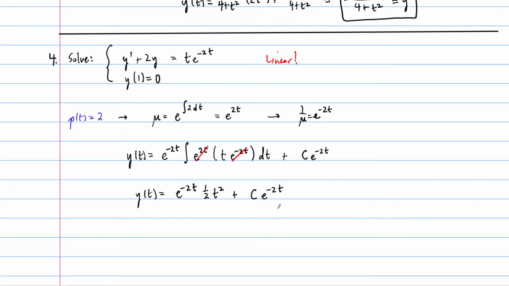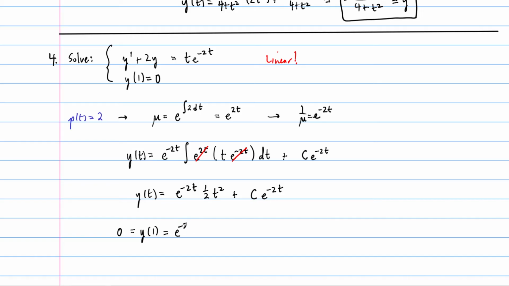But this is an initial value problem. So now we need to plug in the initial condition, which was y of 1 equals 0. So this says that y should be 0 when t is 1, right? So when t is 1, y should be 0. So we plug in, on one hand, this should be 0. On the other hand, it's equal to y of 1, right? So we plug in 1 for t.